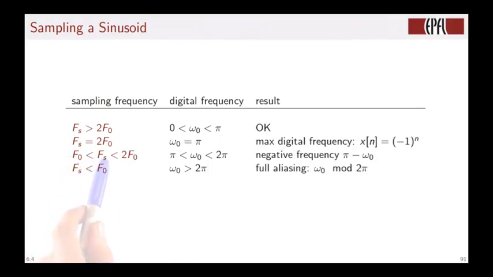Then when fs is between f0 and 2 f0, so it is sub-Nyquist sampling, then omega 0 is between pi and 2 pi, and we actually see a negative frequency. Finally, when fs is smaller than f0, which amounts to omega 0 being bigger than 2 pi, then we have full aliasing. So the digital frequency is simply omega 0 mod 2 pi, and this can be a much different frequency from the input frequency of the sinusoid, as we shall see.